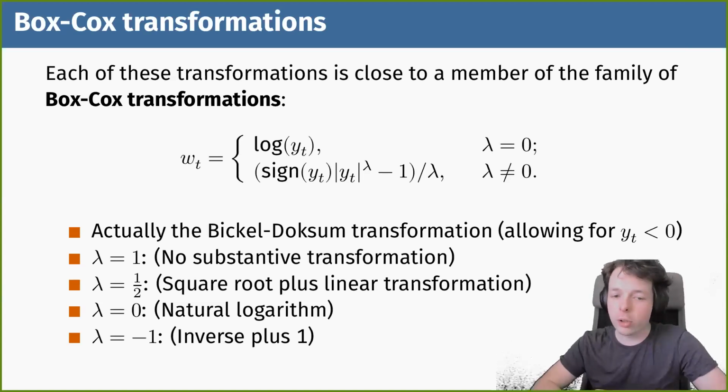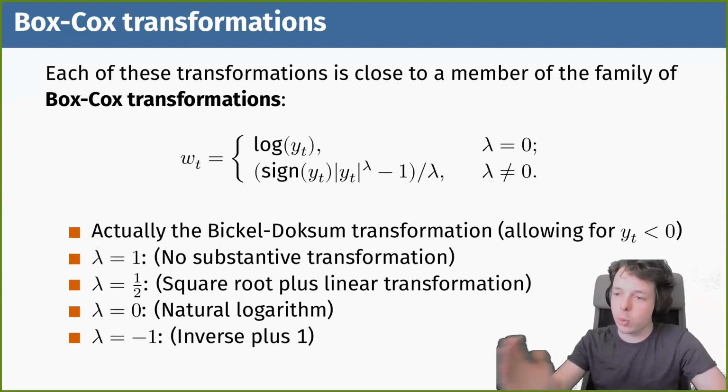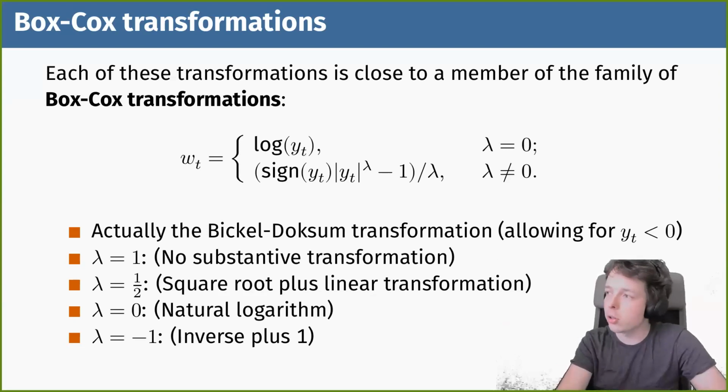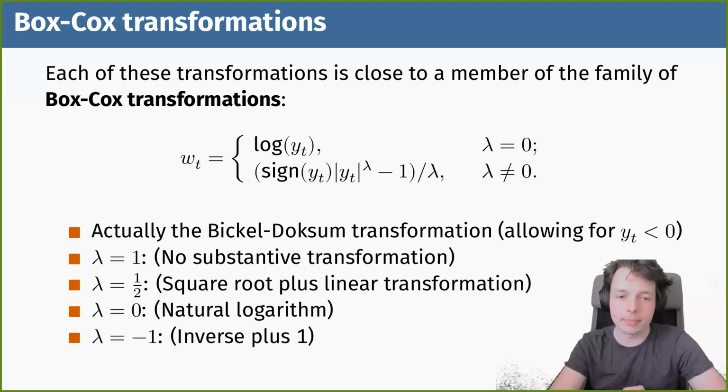You don't have to use these round numbers like 1, a half, 0, negative 1. You can use something like 0.136. It's a very flexible way of controlling how strong your transformation is. And we'll use Box-Cox transformations a lot to simplify the patterns in the data.